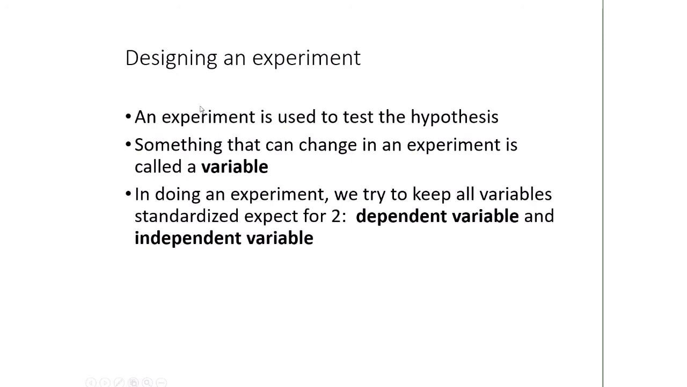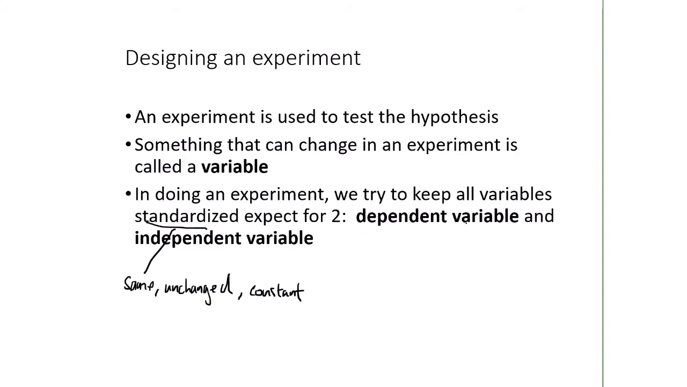So to design an experiment to test your hypothesis, we need to consider many variables. Something that can change in an experiment is called a variable. When we do an experiment, we try to keep all the variables standardized, the same, unchanged, or constant, except for two variables: the dependent variable and the independent variable.